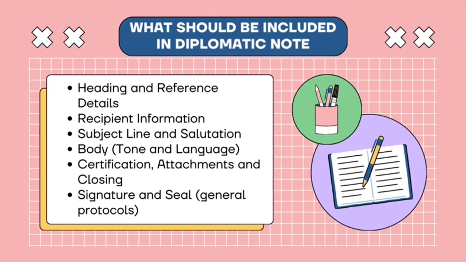Next, what should be included in diplomatic notes? Firstly, we must have a heading and reference details. Second, recipient information. Third, subject line and salutation. Fourth, body such as tone and language. Fifth, certification, attachment, and closing. And last but not least, signature and seal, which is included in general protocols.